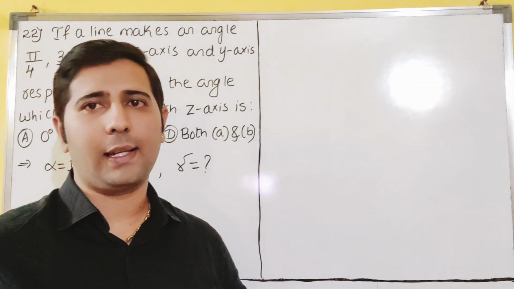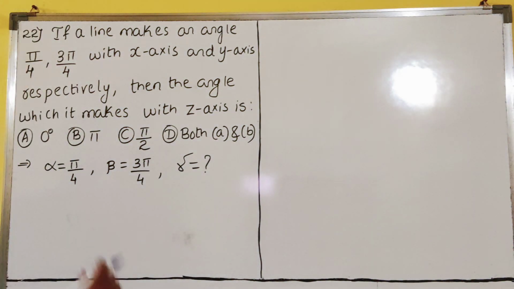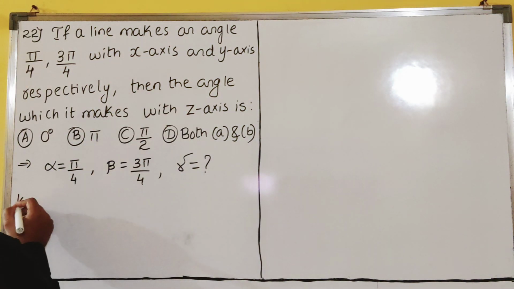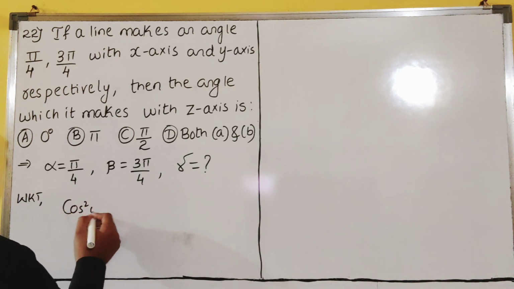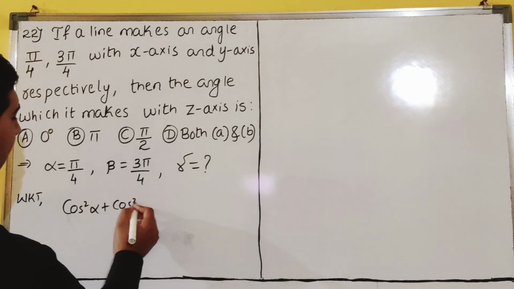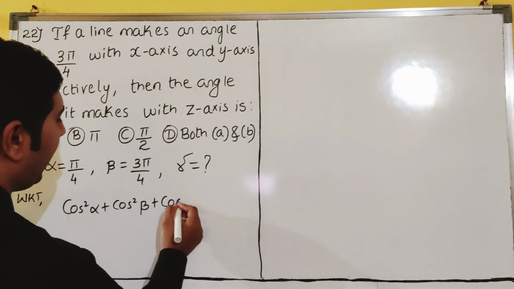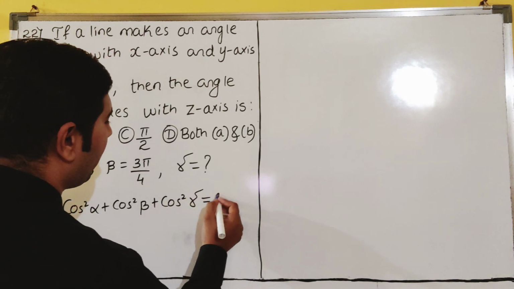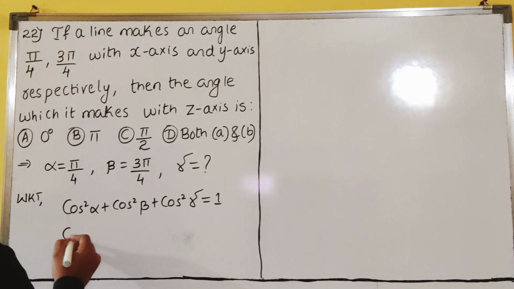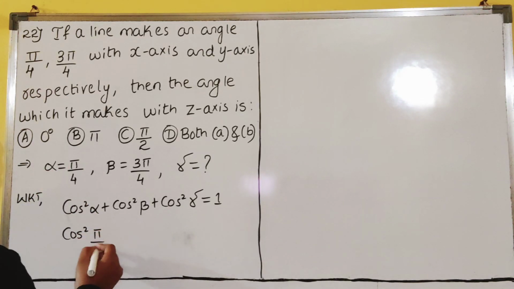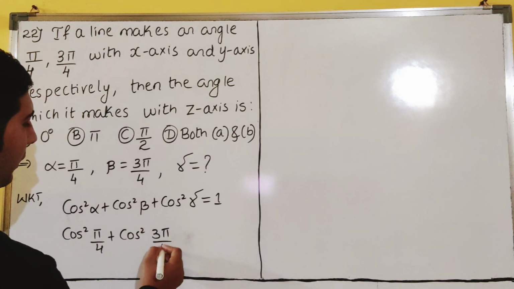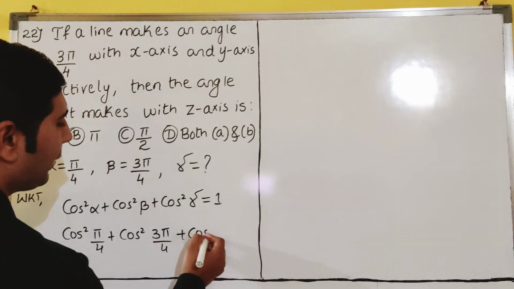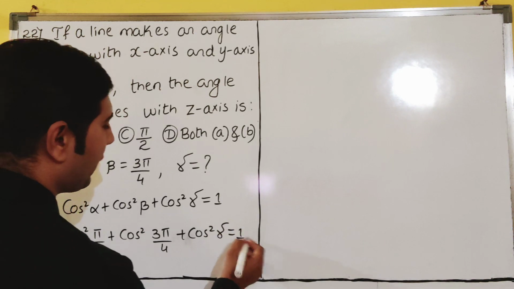We have already discussed this in the previous video, dear students. So now see here. We know that cos square alpha plus cos square beta plus cos square gamma is equal to 1. Alpha is pi by 4, so cos pi by 4, and beta is 3 pi by 4, so cos square 3 pi by 4, plus cos square gamma is equal to 1, dear students.